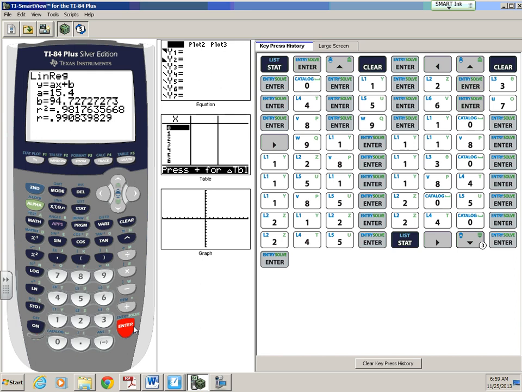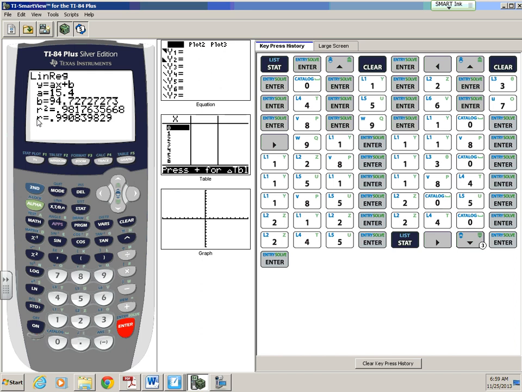Now, what the calculator has just told us is some very important information. A, the 15.4, and you look here, it has y equals ax plus b. I do not know why they don't say y equals mx plus b, but they use the a and the b. So A is our slope, B is our y-intercept. And then you'll see R squared and R. R is that correlation coefficient that we talked about.